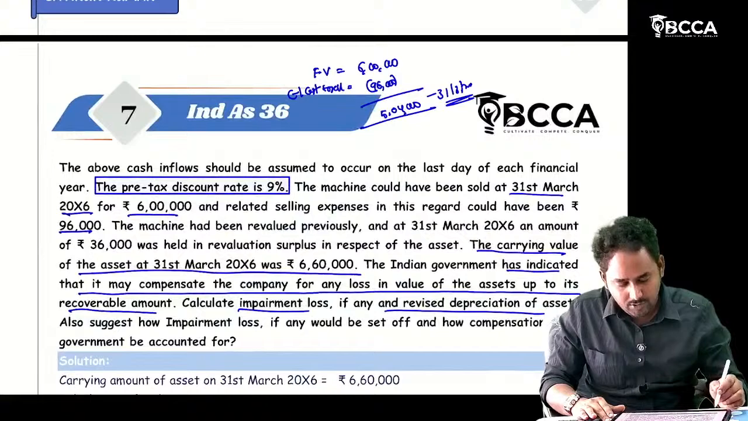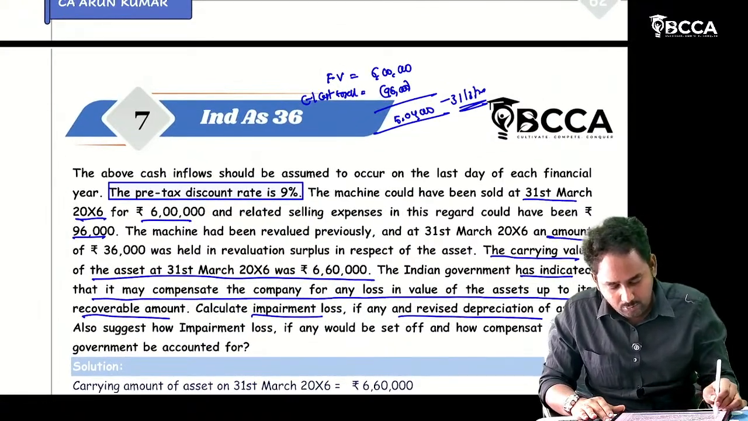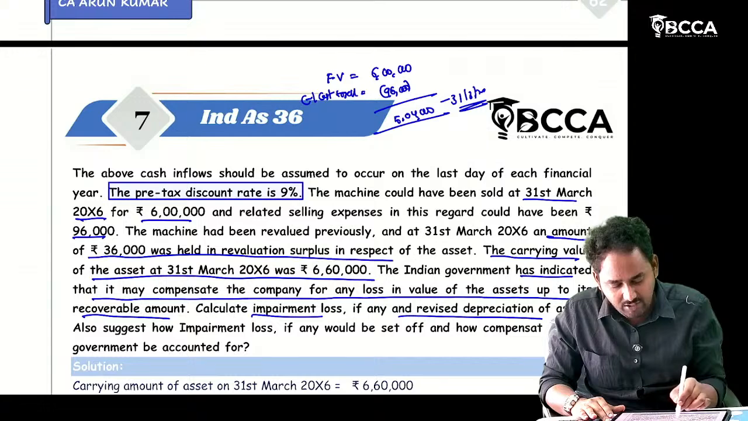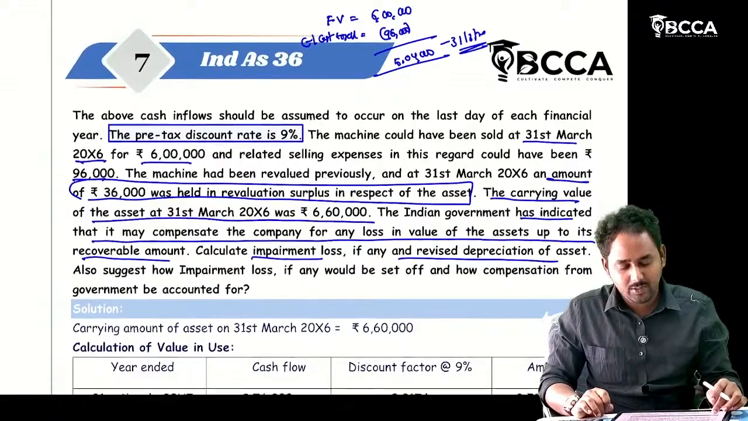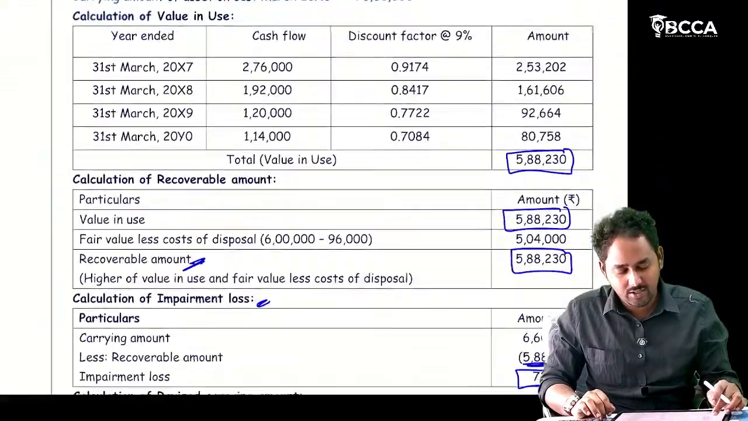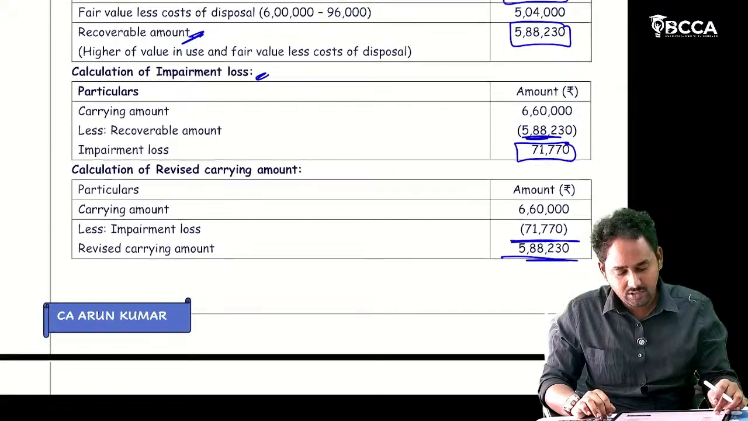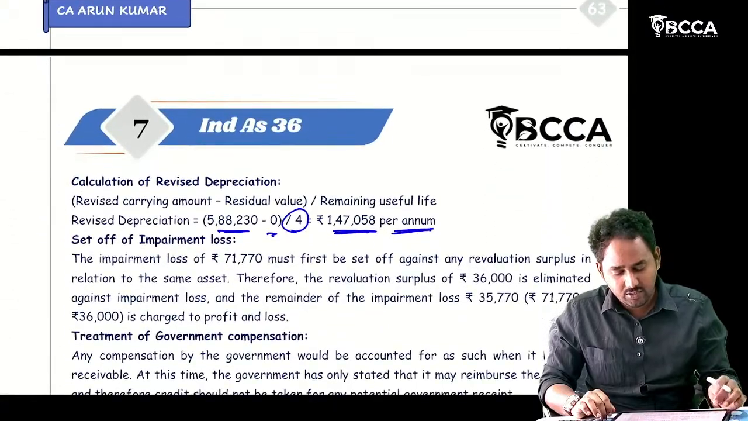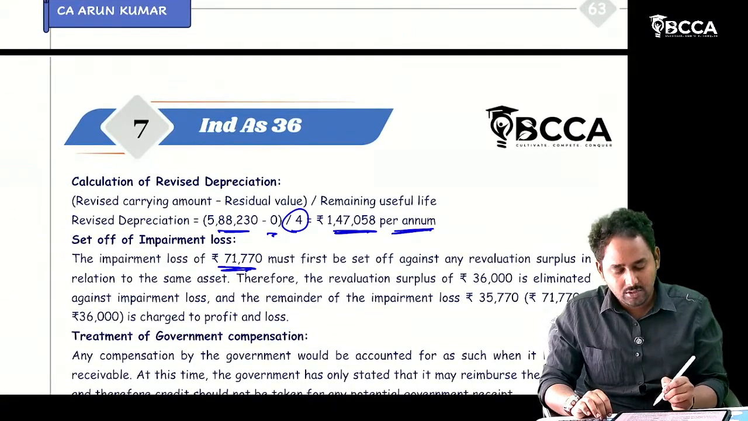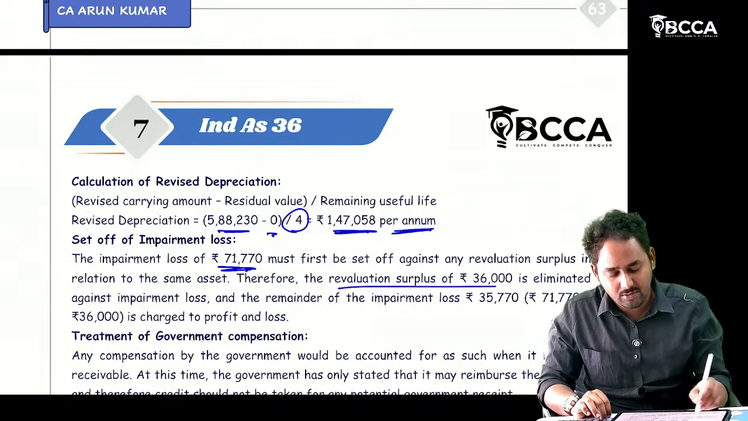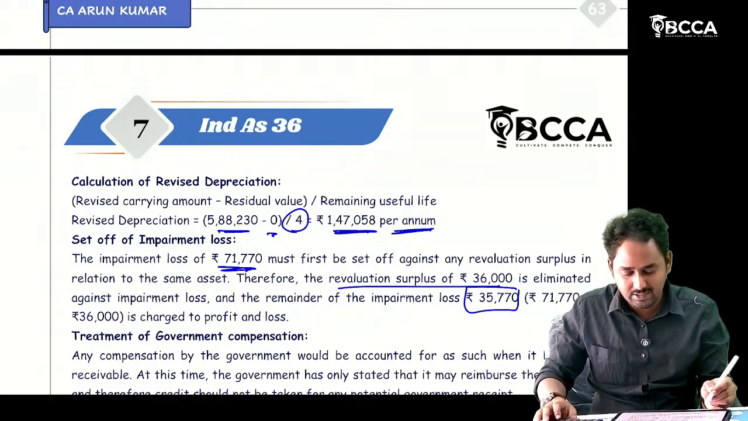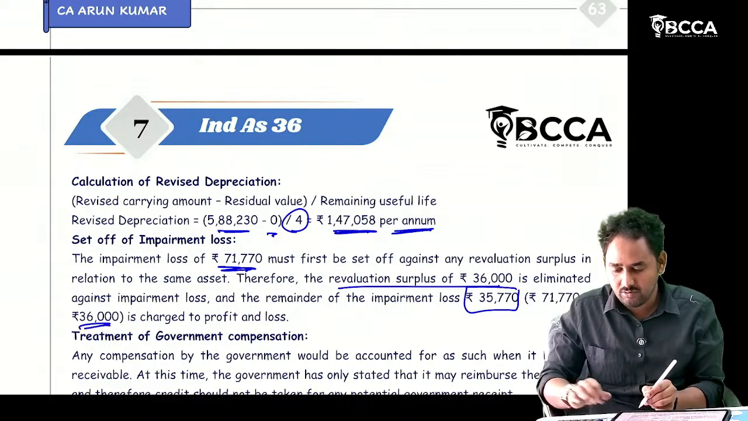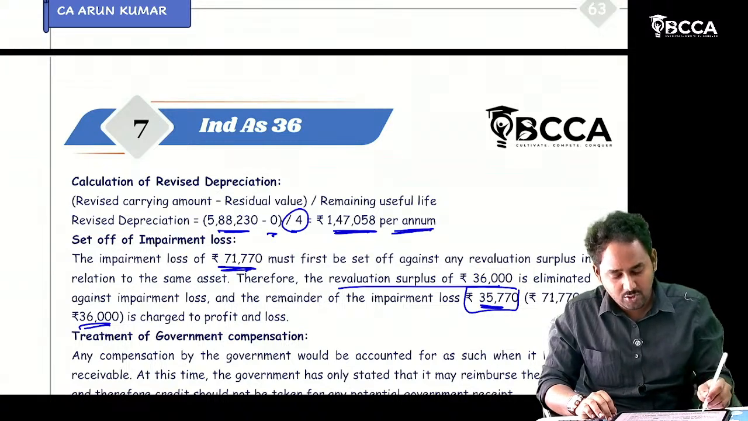So what happened? An amount of 36,000 was held in revaluation surplus in respect of the asset. So there is an OCI balance with respect to the asset, that is 36,000. And what is the impairment loss? 71,770. So this impairment loss should be set off against the revaluation surplus first. And what is the remaining balance? 71,770 minus 36,000 equals 35,770, which should be charged against P&L.